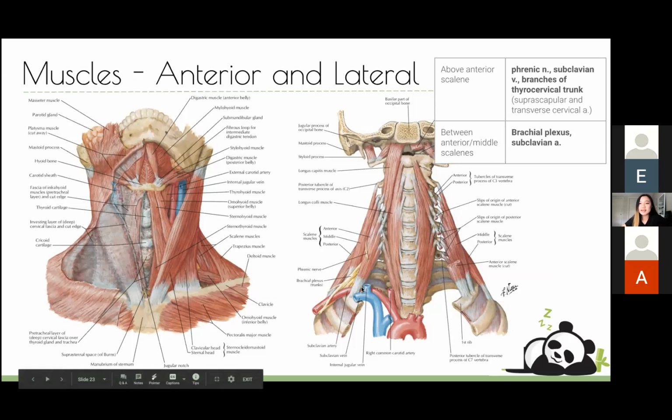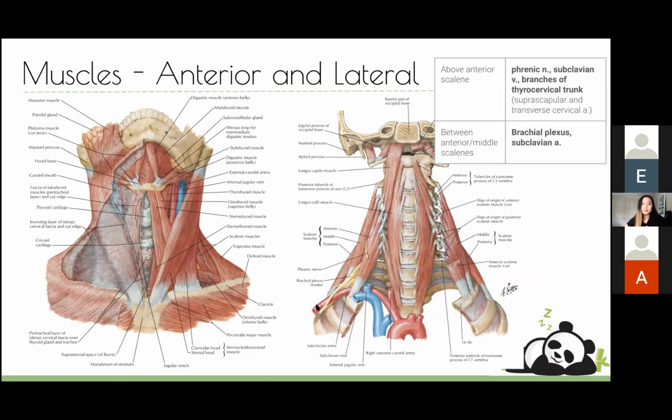So above the anterior scalene, you have your phrenic nerve, and you have branches of like this thyrocervical trunk, as well as your subclavian vein over here. And then behind that, so in between your anterior and middle scalenes, you have your brachial plexus and your subclavian vein, artery, sorry.